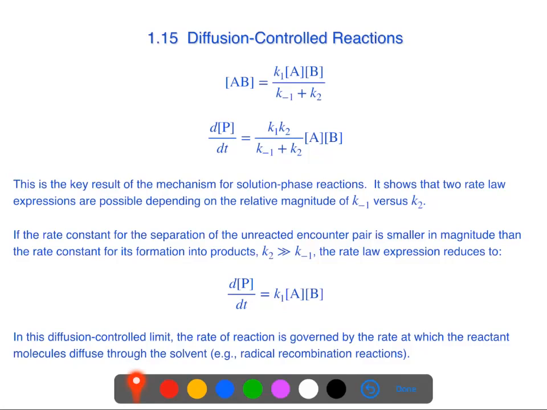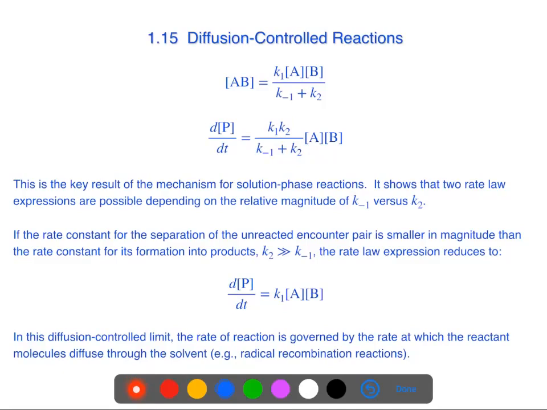So if the rate constant for the separation of the unreacted encounter pair is smaller in magnitude than the rate constant for its formation into products, that is the condition where k2 is much greater in magnitude than k minus 1, then the rate law expression reduces to the following. And we can see how this comes about.